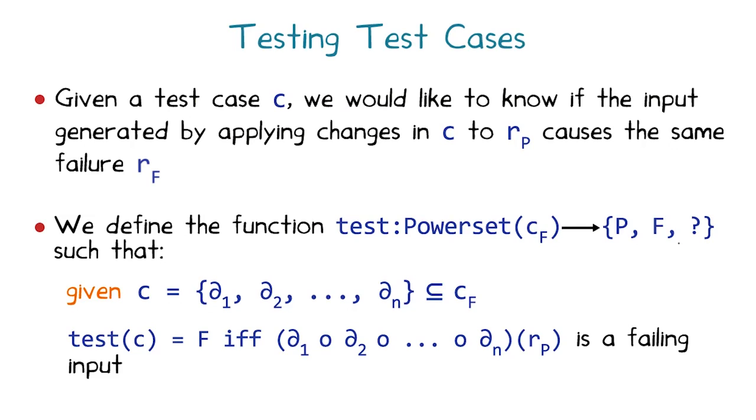If the test succeeds, the test function outputs pass, written here as P. If the test produces the failure it was intended to capture, the test function outputs fail, written here as F. And if the test produces indeterminate results, then the test function outputs unresolved, written here as a question mark.